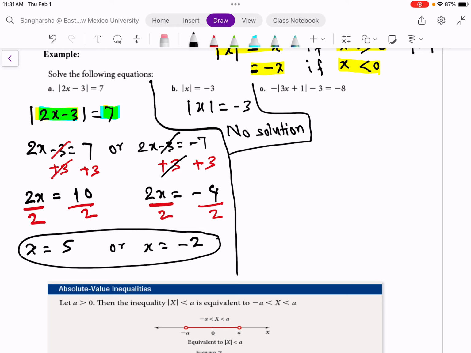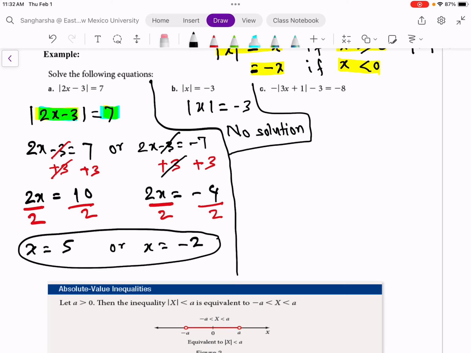Okay, now for number C, what can we say? So we have negative of the absolute value of 3x plus 1, minus 3 equals negative 8. Now what can we use? Does it have a solution or not? If the absolute value of any expression is a negative number, then we don't have a solution. Now, what is the absolute value? So we have negative of the absolute value of 3x plus 1, minus 3 equals negative 8. Now from here, can we conclude that the absolute value of 3x plus 1 is a negative number?